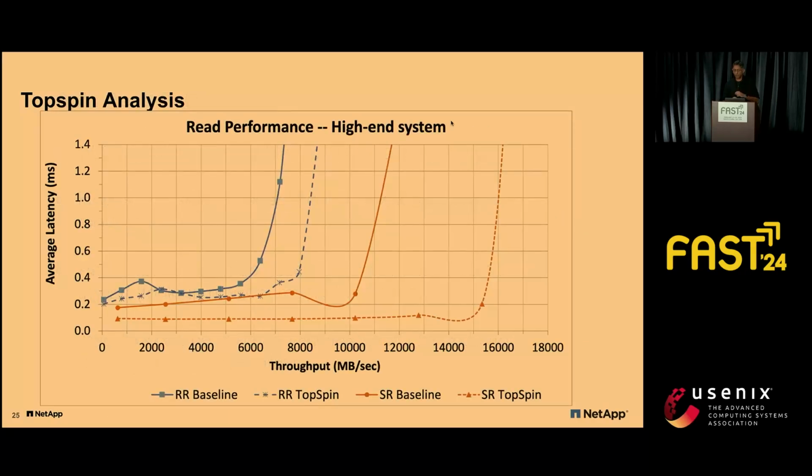That unlocks a ton of performance, and you can see that from the chart here. The blue lines represent random reads, which are 4K size random reads. The orange lines are 64K sequential reads. There are plenty of details in the paper, but I just wanted to give you a flavor of the nature of the improvements that we saw.